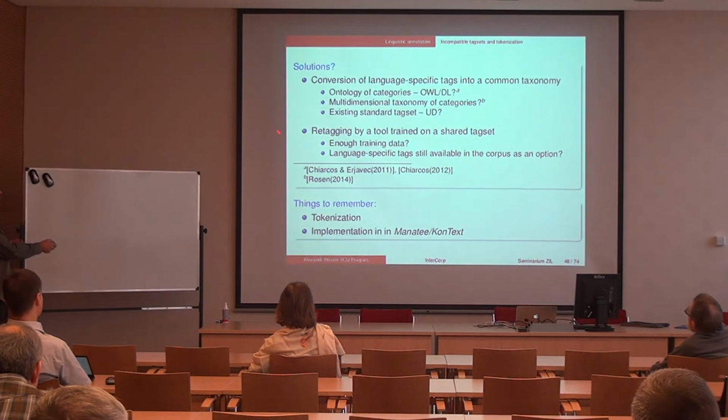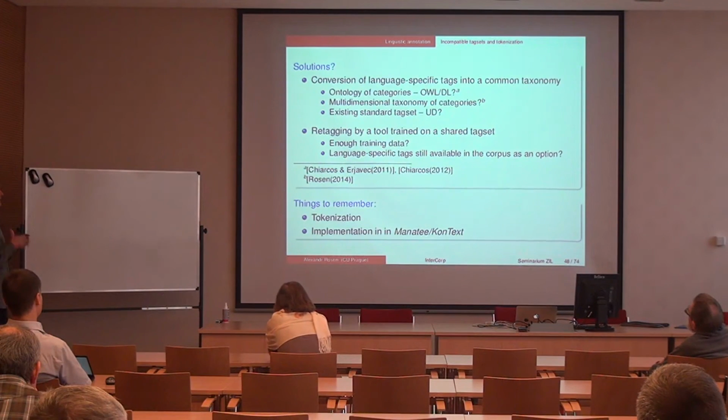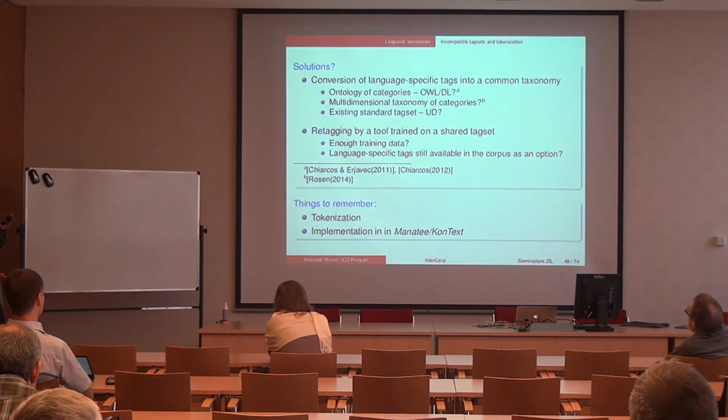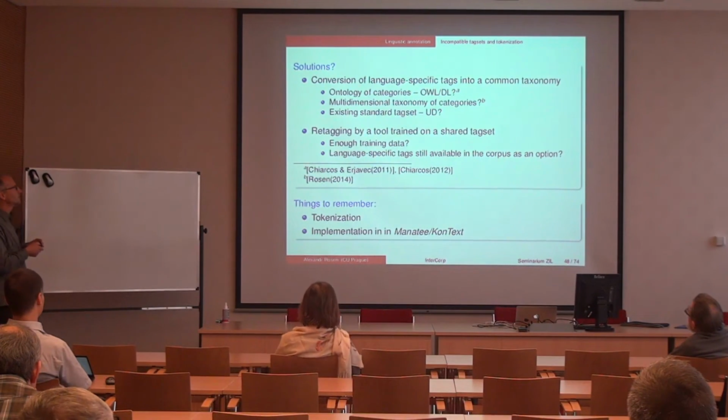So two things, I repeat that: conversion or retagging. And if conversion, so probably into some common taxonomy. There is something very sophisticated that we might use in some ideal world, where we could retain the information and not add any more information. We could also have something called a multidimensional taxonomy of categories, and I'll talk about that later. Or we could use some existing standard. So that's about conversion.